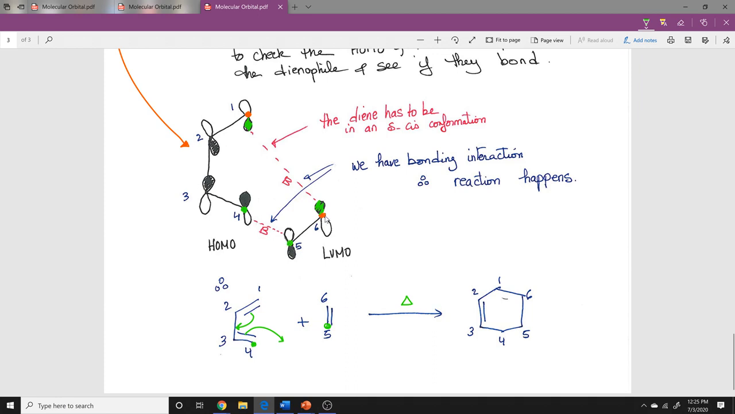And then between 6 and 1, this is the 6 and the 1 over there. Look at the 6 and the 1. They do overlap with each other, so yes, a bond can happen between 6 and 1. So the product for a Diels-Alder reaction is always a cyclohexene. This is the product in there, where a bond can form between 6 and 1, and we proved it using molecular models, and a bond can form between 4 and 5, and we proved it using molecular models in there.